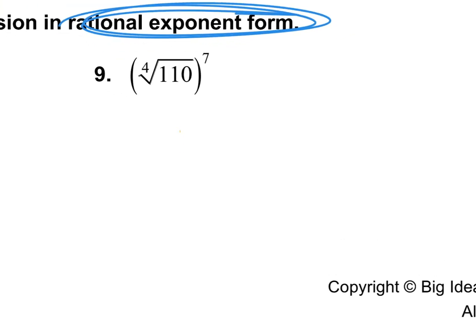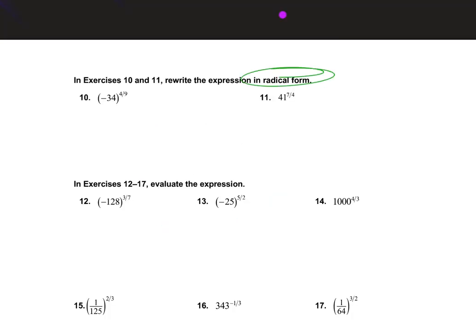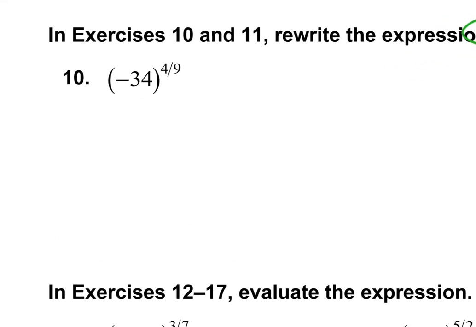Very similar here. We're going to take 110. We're going to raise it to the 1/4 power. We're going to raise that to the 7th power. And we get 110 to the 7/4 power. Now we're going to write them in radical form. They're in exponential form. We're going to do radical form.